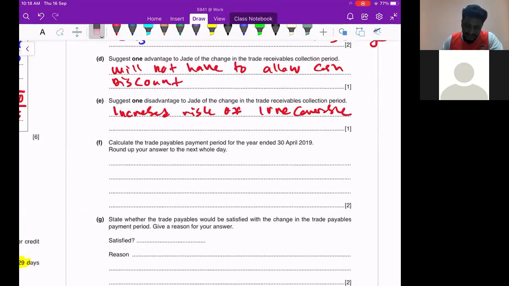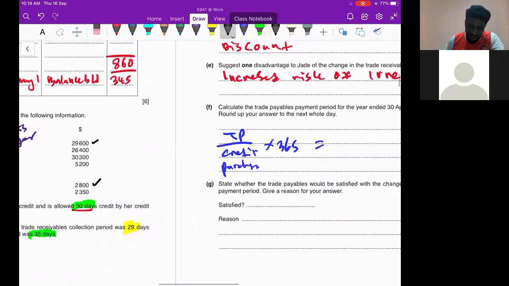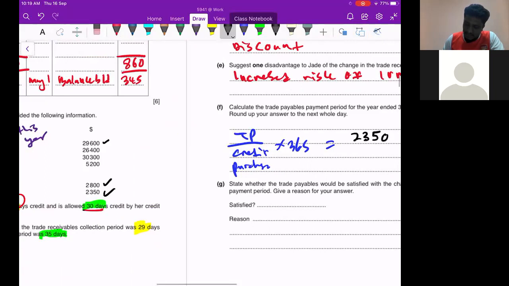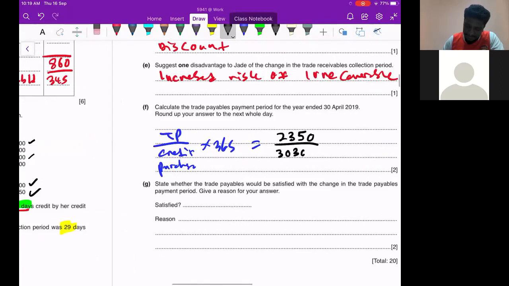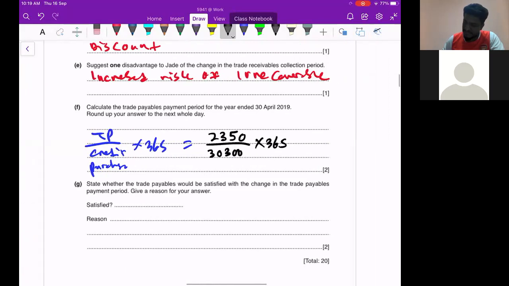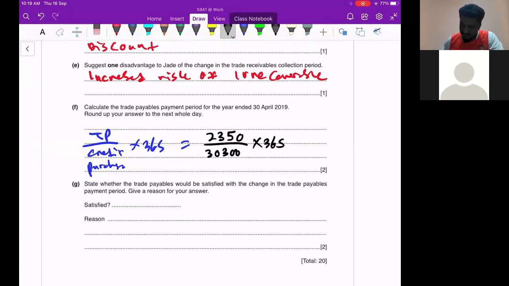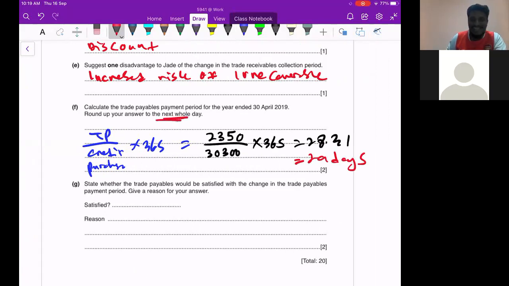Now the question asks me to calculate trade payable payment period. Trade payable payment period is trade payable over credit purchases times 365. My trade payable is 2350, over credit purchases 30,300, times 365. 2350 divided by 30300 times 365. I get 28.31. If you round off, you get 29 days. Round up to the next day. Even though it's .3, we just plus 1.